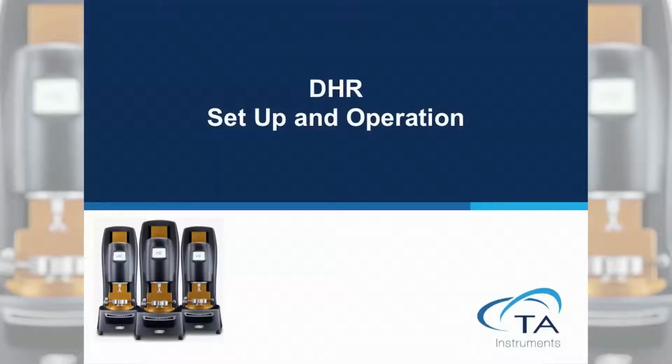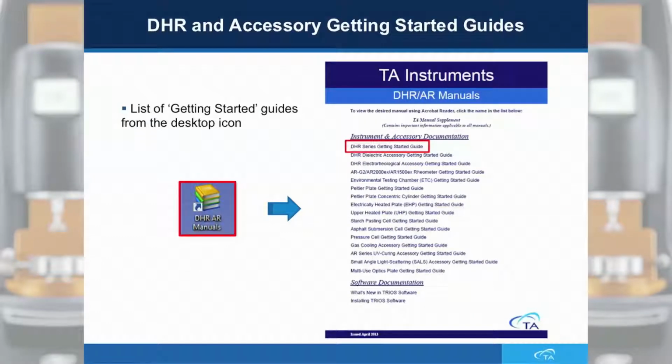In this section, we will cover some basic setup and operation procedures for the DHR. There are Getting Started guides available that discuss the basic setup and operation of the DHR and numerous accessories. These guides are installed with the TRIOS software and can be accessed by double-clicking the DHR AR Manuals icon on the computer desktop or via the Start menu. Additional instructional information can also be found in the TRIOS software help menu, which we will discuss later.